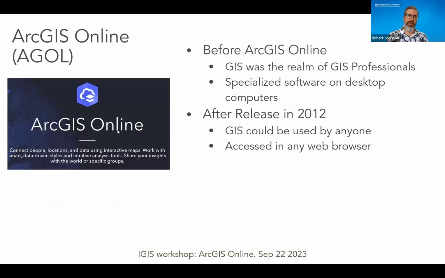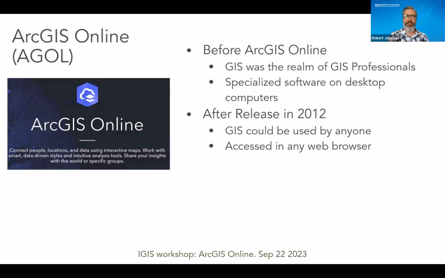Okay, so a little history of ArcGIS Online. Before ArcGIS Online really came about, GIS was the realm of people like me and the rest of the IGIS group, working on specialized software on a desktop machine. There wasn't an easy way to find data, to bring data in, to do your mapping if you did not have that specialized software, a machine capable of running it, and the requisite training and experience. After ArcGIS Online came out in 2012, which I can't believe it's already been 11 years, that's crazy, it really opened up GIS to a much wider audience.